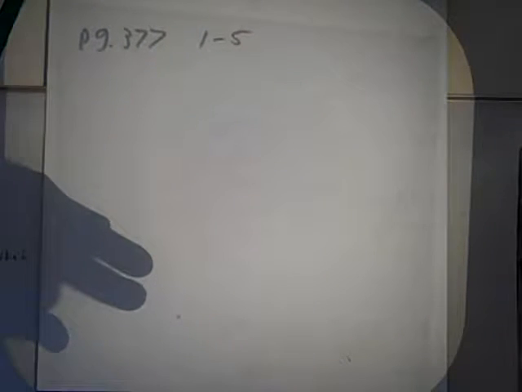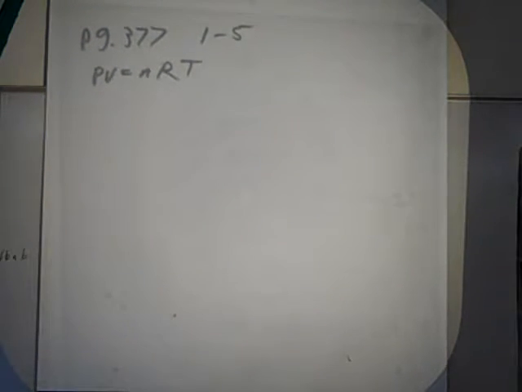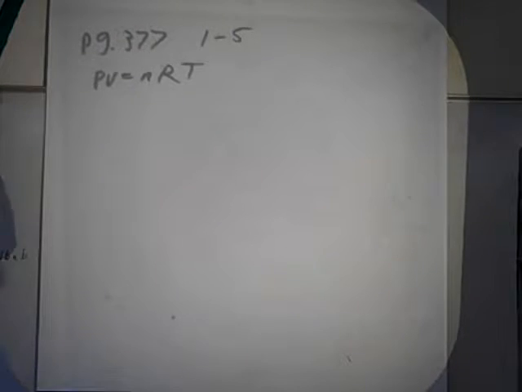Okay, so let's go through the homework problems, numbers 1 through 5, on page 377. Each of these problems was using the same equation, the ideal gas equation. You were just solving for different things. Some of the problems you were solving for pressure, some volume, some moles, some temperature. So let's start with number 1.